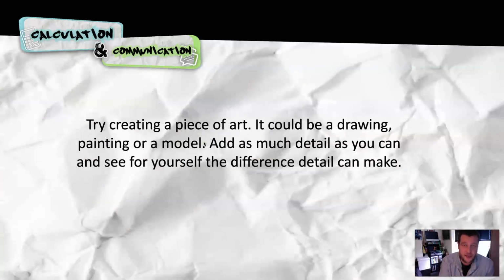So try creating a piece of art. It could be a drawing, painting, or a model. Add as much detail to it as you can. So if you draw a house, don't just draw a rectangle with a triangular roof and a couple of windows. Add detail to it, add characters to it, add things going on in the background or around the house, add big plants, small plants, and see how you get on. See what difference adding as much detail as you can makes, and apply it to your writing to help improve it in the long run. Thank you for your time. Have a great day, and I'll see you soon.